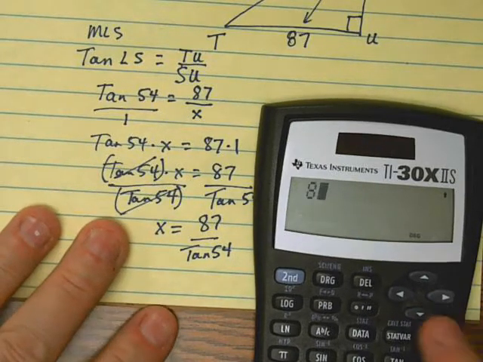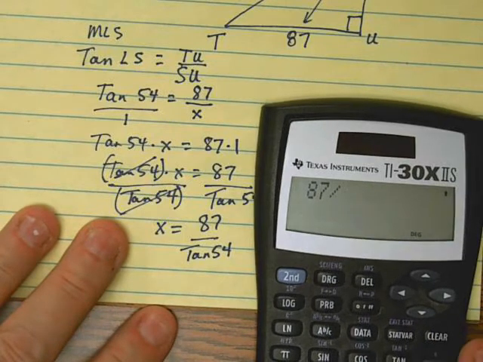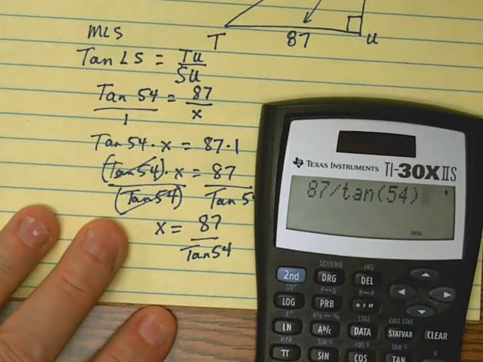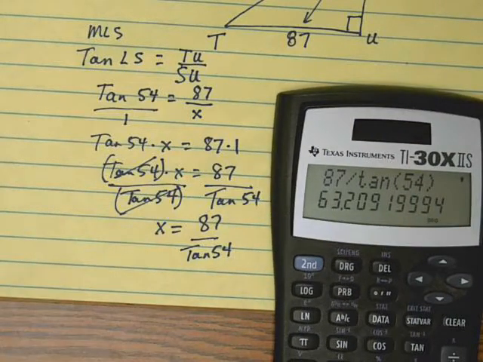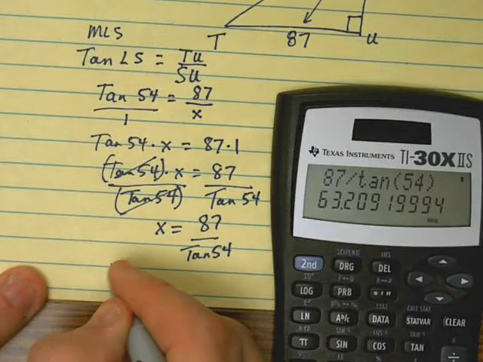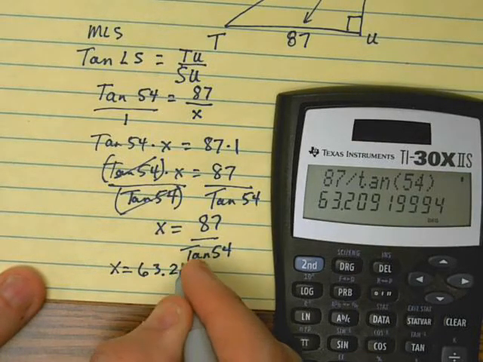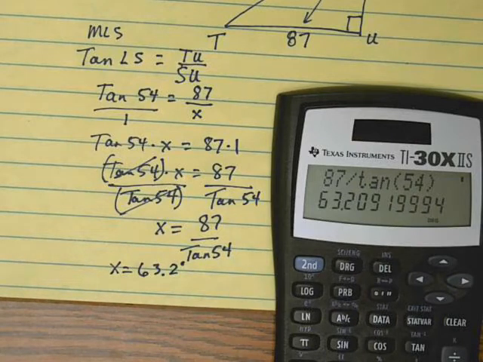We're going to take 87 divided by the tangent of 54. That's what you should get, 63.2. And so x is equal to 63.2 degrees. Now, if you did not get that, there's a couple things you got to make sure that you did correctly on your technology.